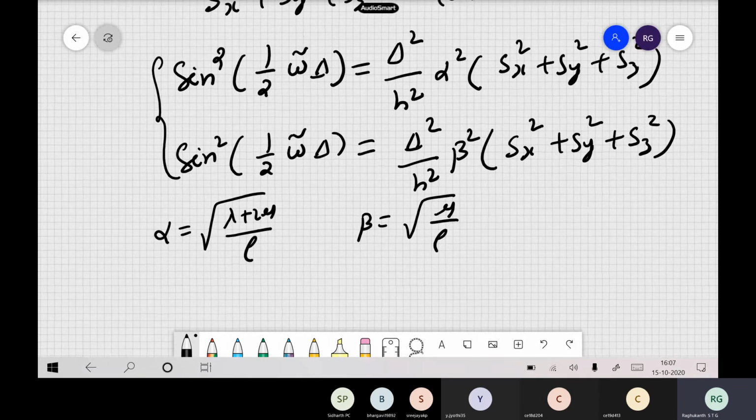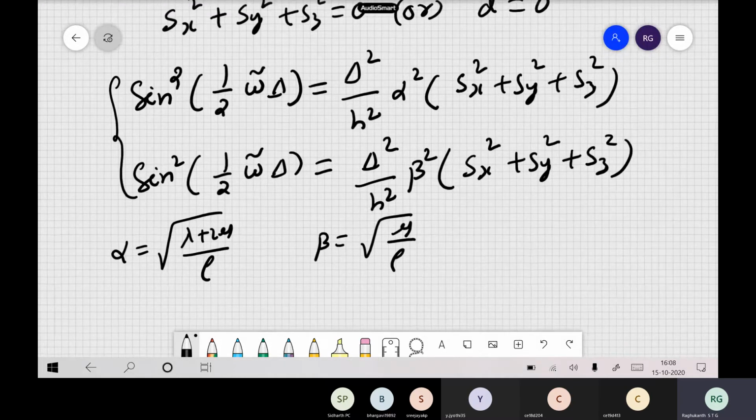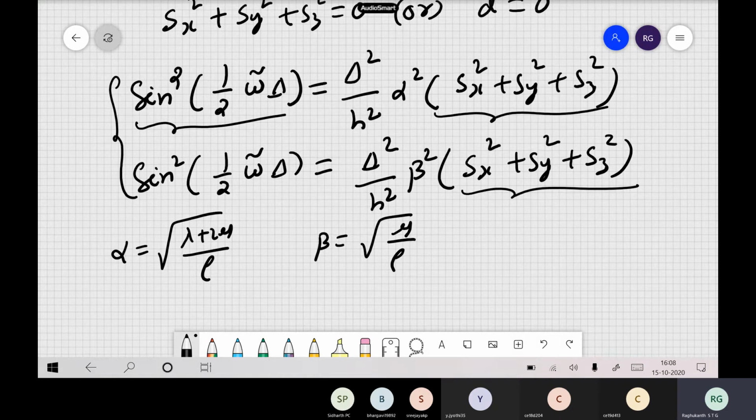So now for our stability, what should be the criteria? What is the criteria for stability? See, all the sx, sy, sz terms are sine terms. What is the amplitude of the sine wave? It is 1, so it ranges from minus 1 to 1.